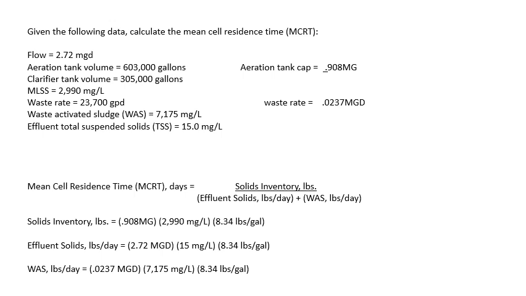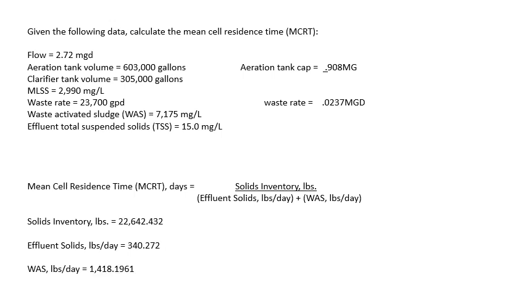So you're going to go ahead and solve those. The solids inventory is 22,642.432 pounds. The effluent solids pounds per day is 340.272 pounds per day, and the WAS pounds per day is 1,418.1961 pounds per day. So now that we've solved for those, we can now put them into our mean cell residence time formula.